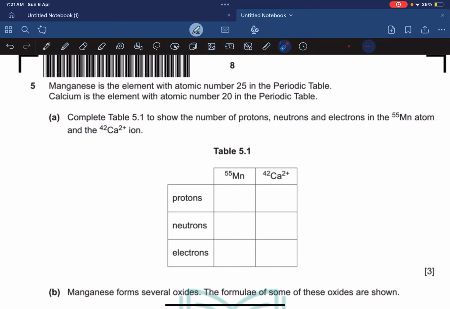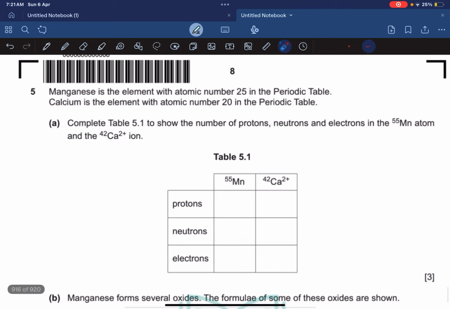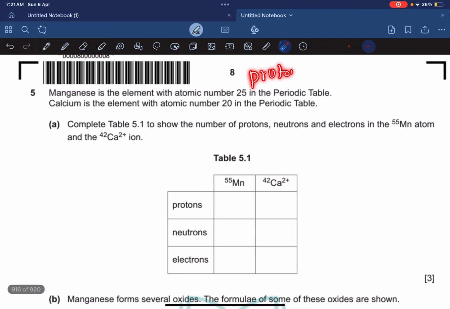Manganese is an element with atomic number 25 in the periodic table. Calcium is an element with atomic number 20 in the periodic table. Atomic number basically tells you the number of protons. So now we are given the proton number of manganese and calcium. They've asked for the protons in the table. So simple, this is the proton number, 25 for manganese, 20 for calcium.